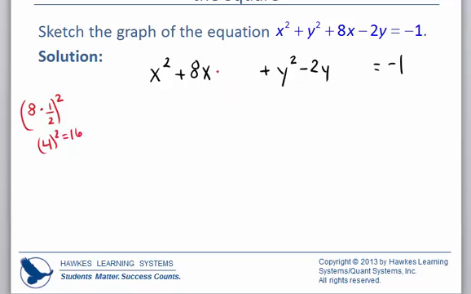And so I'm going to add 16 here, and remember that if you add it to one side, you need to add it to the other side as well. And then I'm going to do the same thing for the y's. So I'm going to take the -2 and multiply by a half and square it. So half of -2 is -1. -1 squared is +1. And so again, I'm going to add a +1 to both sides of the equation.